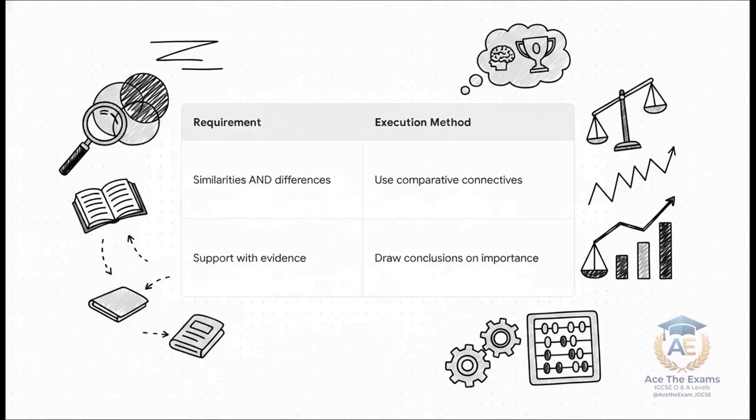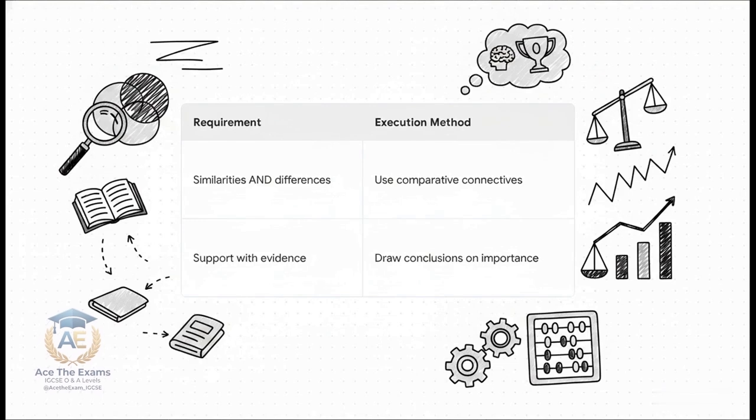Very often, evaluating evidence requires you to build a robust comparative analysis. To execute this like a pro, you must identify both similarities and differences. Just listing similarities won't cut it. You execute this by actively using comparative connectives in your writing, things like whereas, conversely, or on the other hand. Next, you have to support every single comparison with hard evidence from the text. And finally, you draw conclusions about their relative importance. Evaluating alternatives and comparing approaches with a justified recommendation, that is exactly what the higher order assessment objectives demand from you.